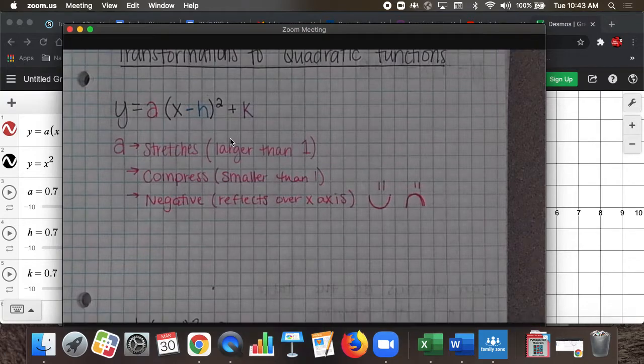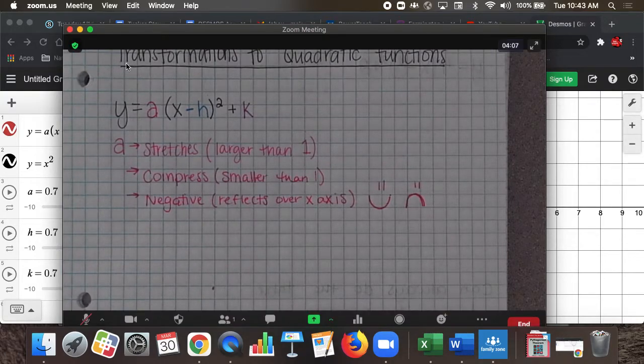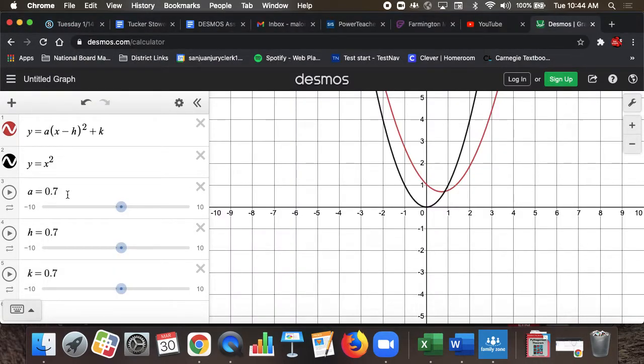Okay. Now, that's what the a means. If it is smaller than 1 or if it's a fraction like 0.5, notice it's wider, or 0.4. If it's negative, it opens down like a frown. That's the way I say it. It opens down like a frown. This one opens up. Okay?